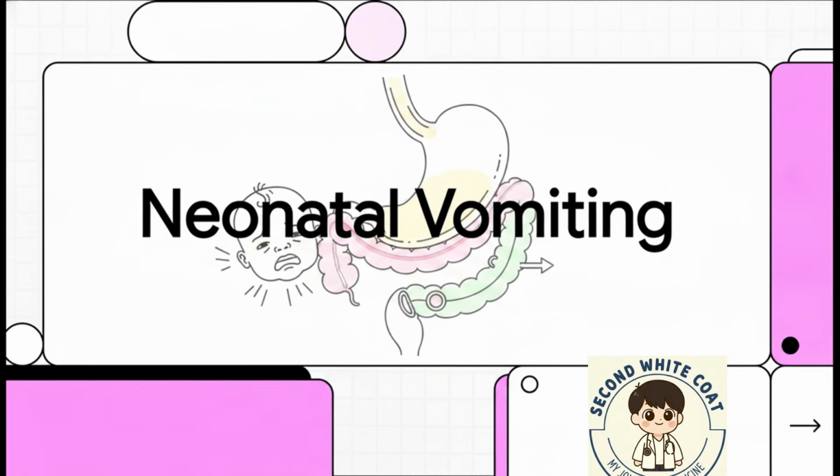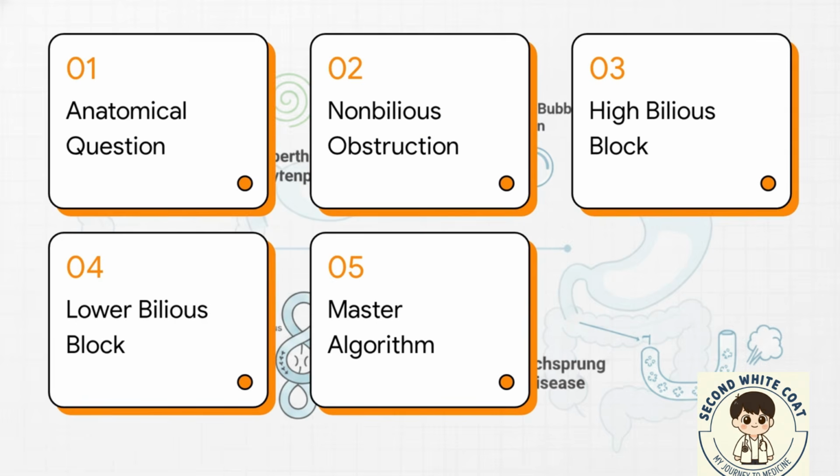Welcome to today's Explainer, where we're going to unlock the clinical mystery of diagnosing a vomiting newborn. And we're doing it using pure anatomy, not rote memorization. Let's dive in. Here's our roadmap for today. We'll start with the core anatomical question, then move through early non-bilious obstructions, down into high and lower bilious blocks, and finally tie it all together with a master algorithm.